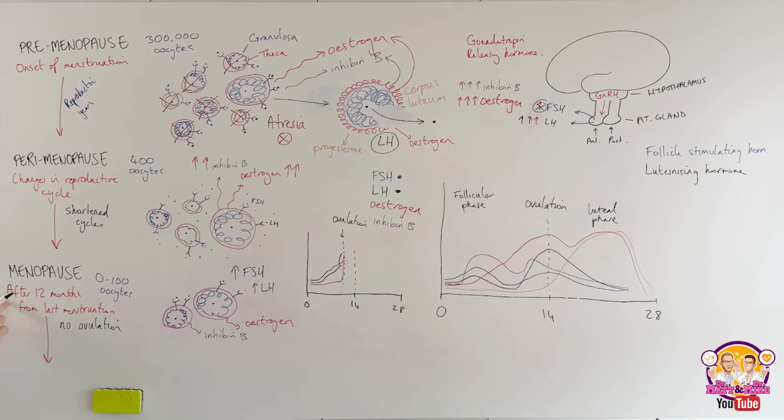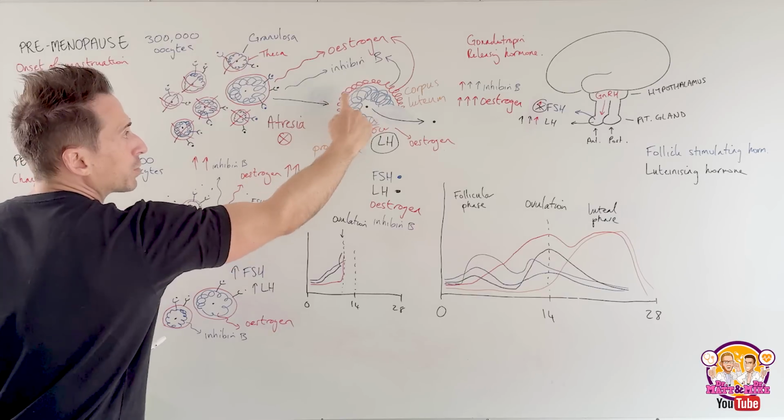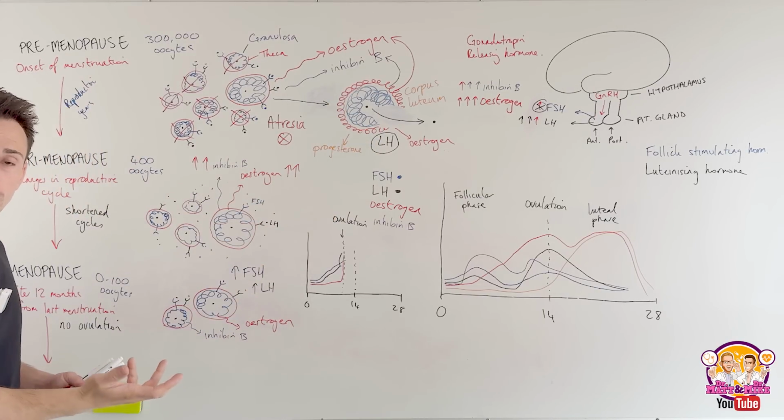This is when we said after 12 months from last menstruation, you're not getting any ovulation in this period because you've either got no or very few oocytes. What happens to progesterone? Well, if we don't create a corpus luteum because there's no ovulation, we don't produce progesterone.